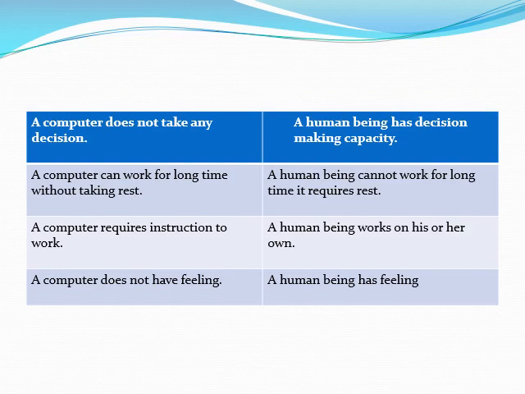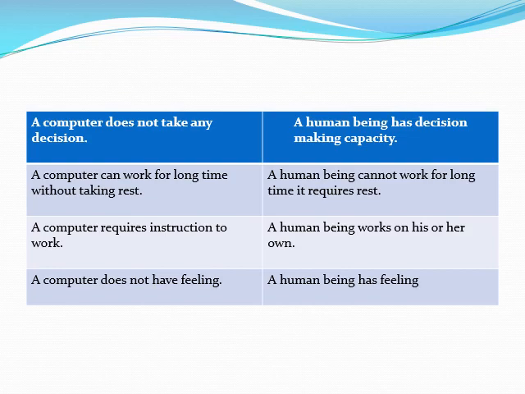Next one, on the basis of order. Computer needs instructions. We human beings work on our own. We have to give instructions to the computer to tell it what to do next. But we know what we have to do after each thing.